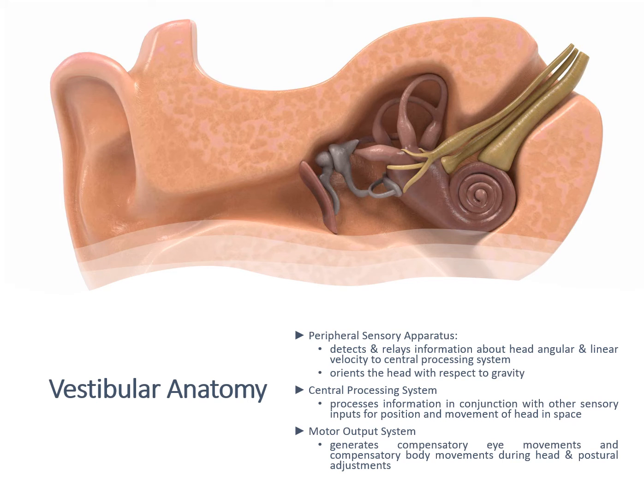To look closer at vestibular anatomy, let's begin by considering the peripheral sensory apparatus. It detects and relays information about head angular and linear velocity to the central processing system. It orients the head with respect to gravity. The central processing system processes information in conjunction with other sensory inputs for position and movement of the head in space. And the motor output system generates compensatory eye movements and compensatory body movements during head and postural adjustments.